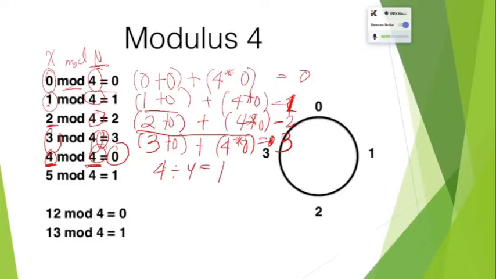Okay? So, if we divide 4 with 4, walang remainder. So, kaya, yung mode ng 4, kumbaga, yung answer ng 4 mode 4 is 0. Okay, now, let's go with the next example.